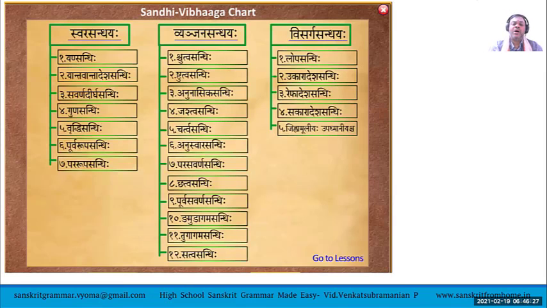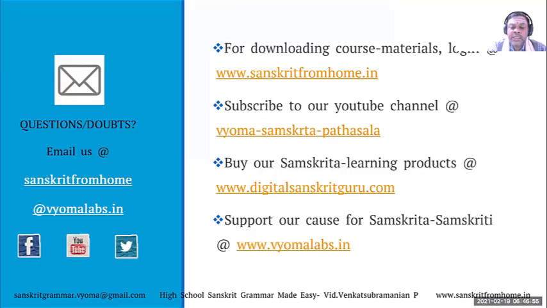Now, this is the broad sandhi classification. We have swara sandhis, about 7, vyanjana sandhis, about 12 of them, and visarga sandhi, about 5 of them. We will be using a sandhi product that we have developed at Vyoma Labs to do some exercises along with our PowerPoint presentations in the course. The exercises and some games also will be there, which we'll be doing in the next class.